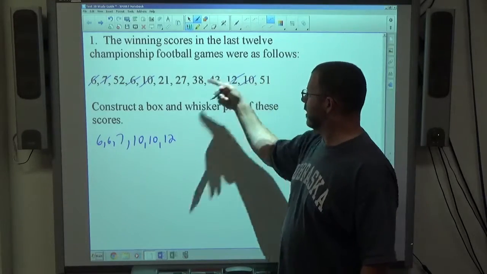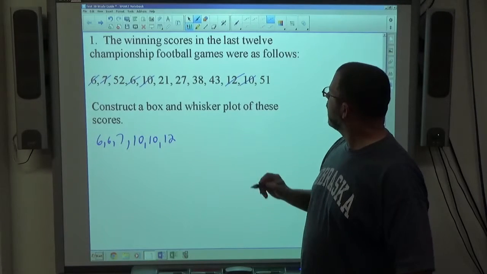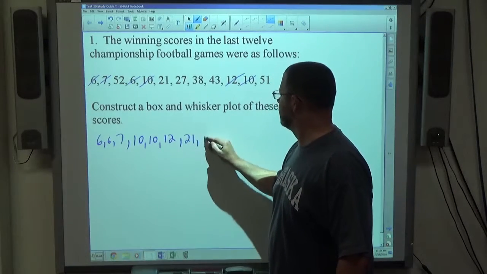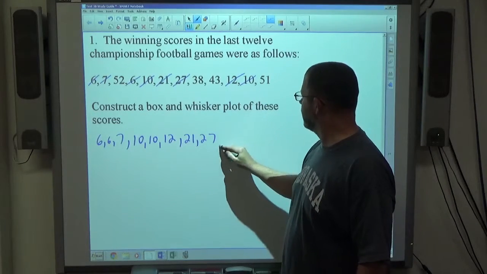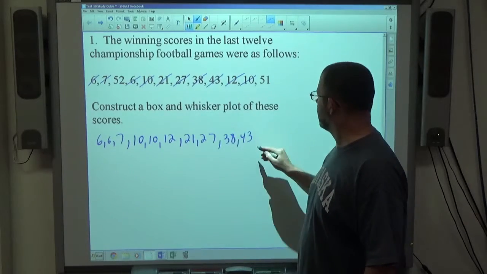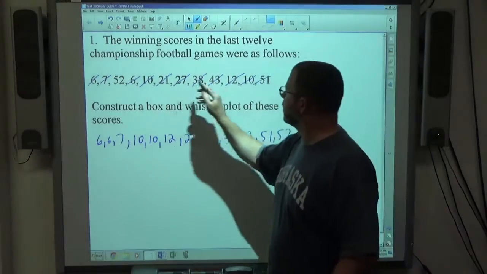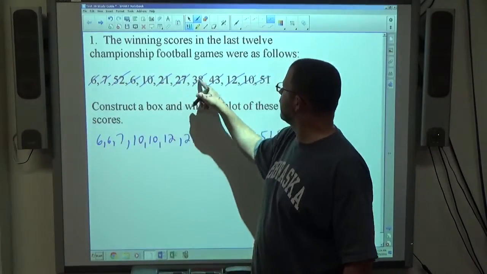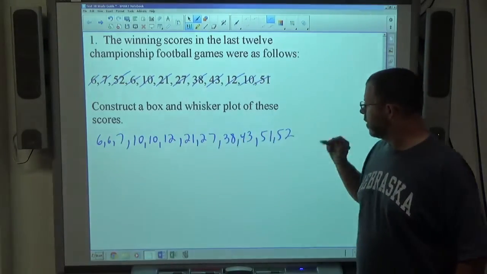Make sure that if a number like 10 happens more than once, or 6 happens more than once, they all get written down. Let's see, we've got 21, 27, 38, 43, 51, and 52. So we make sure to write down all the numbers. It says there's 12: 1, 2, 3, 4, 5, 6, 7, 8, 9, 10, 11, 12. Verify 3, 6, 9, 12.